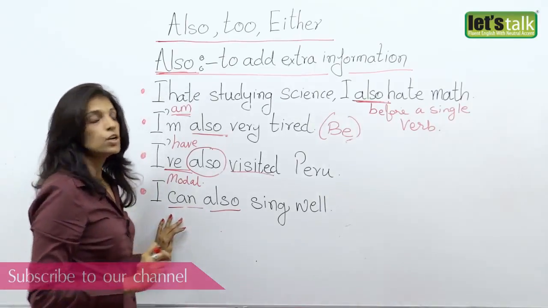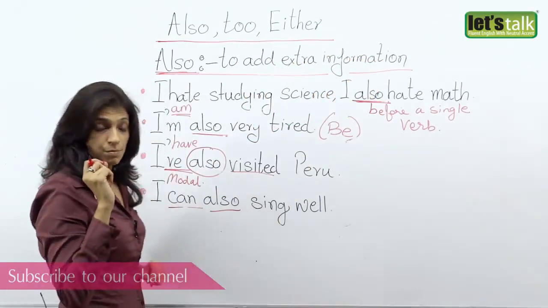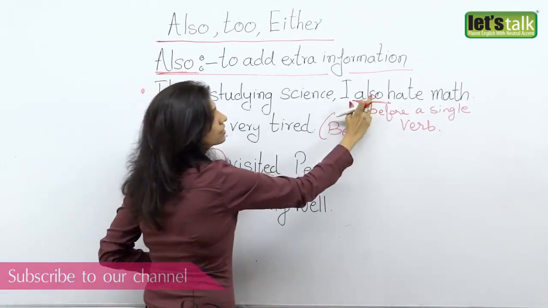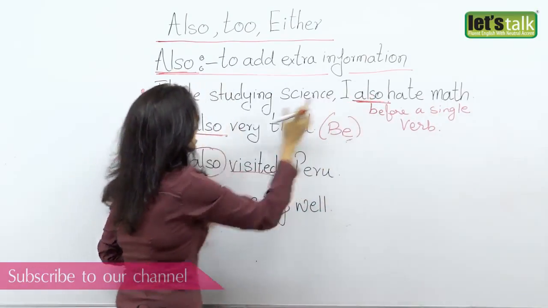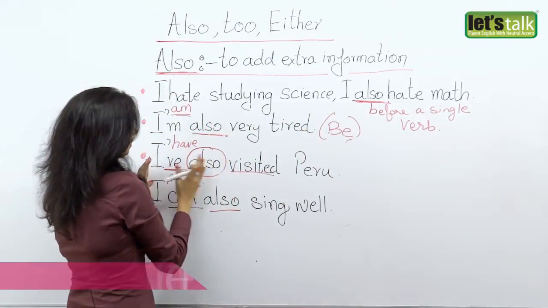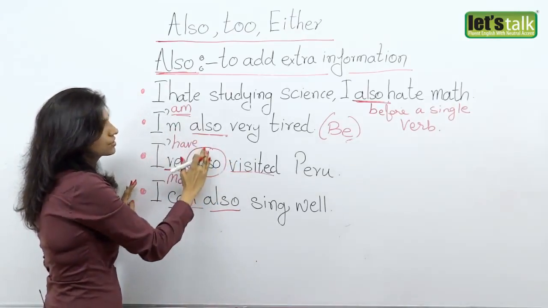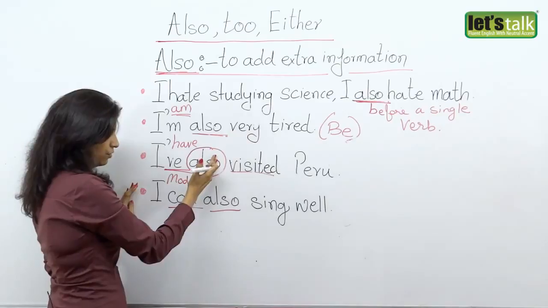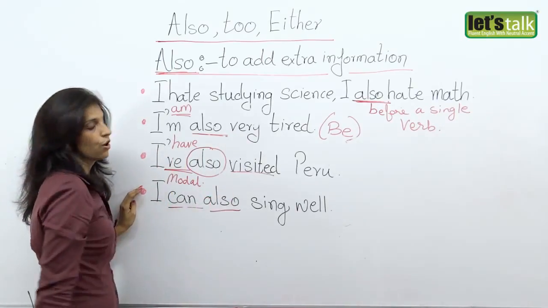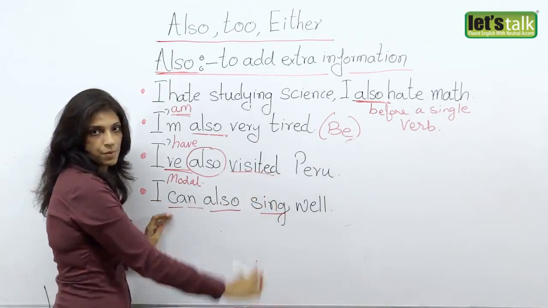Alright, so remember, you use also when you want to add extra information, but please keep these points in mind. Before a single verb, you put also. After be, you use also. When two verbs come together, like your present perfect tense, you use it after the supporting verb and before the main verb. And after modal verbs, you use also. So, I can also sing well: after the modal verb, before the main verb.